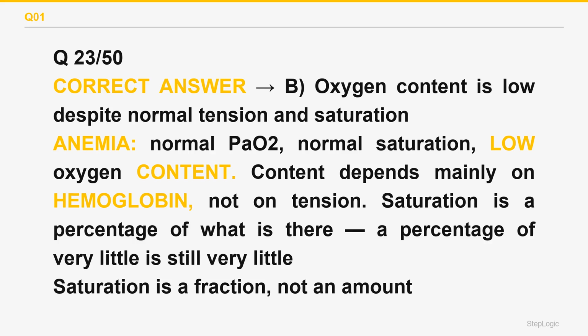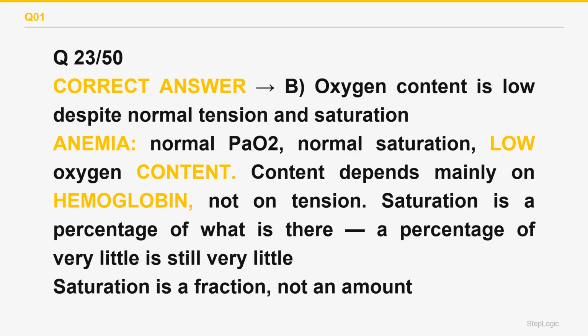The conceptual error this question targets is treating saturation as a measure of quantity. Saturation answers what proportion of available binding sites are occupied. If there are few sites, a 99% saturation is still a small absolute amount of oxygen. The same reasoning explains carbon monoxide poisoning, where functional hemoglobin is reduced although PaO2 is normal.